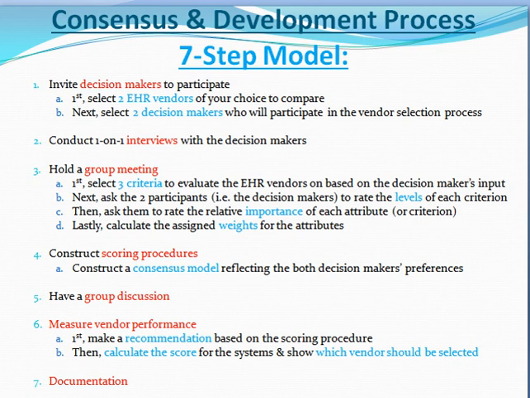In step 4, you make a consensus model, which takes into account the preferences of both decision makers. Next, you have a group discussion about what's going on. In the second to last step, you measure the vendor performance, comparing the 2 vendors against each other by first making an initial recommendation based on the scoring procedure. This allows you to calculate the score of the systems and lets you determine which vendor should be selected. Lastly, you document all of these findings.